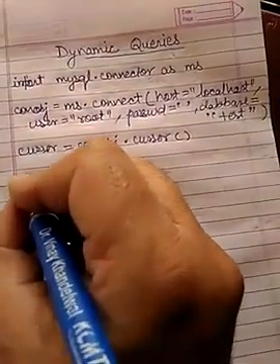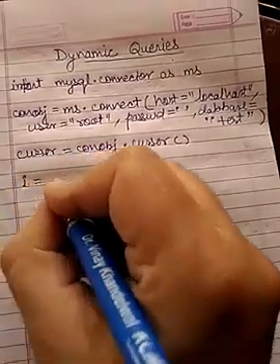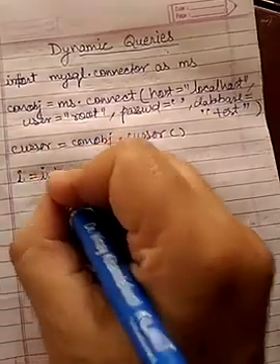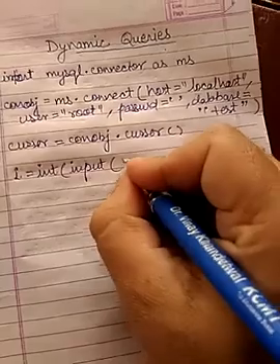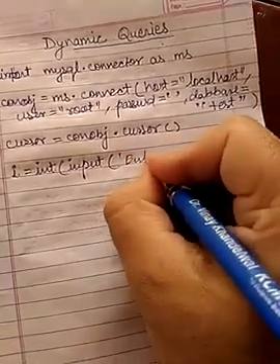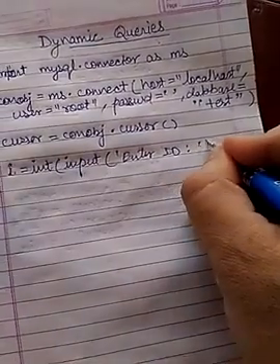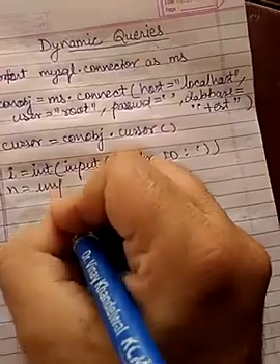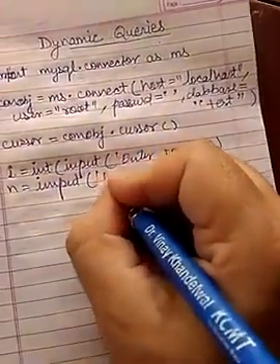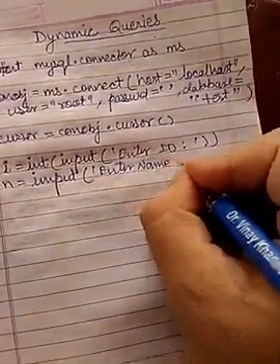Let us take a variable, say i equal to int input, enter ID, and n equal to input, enter name.